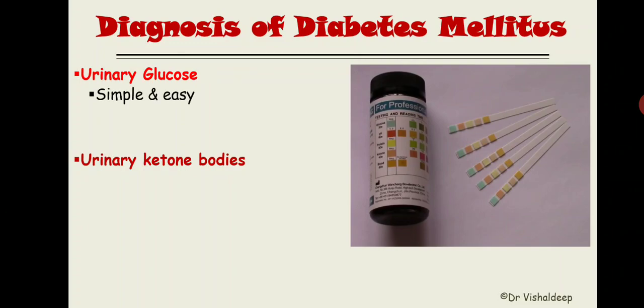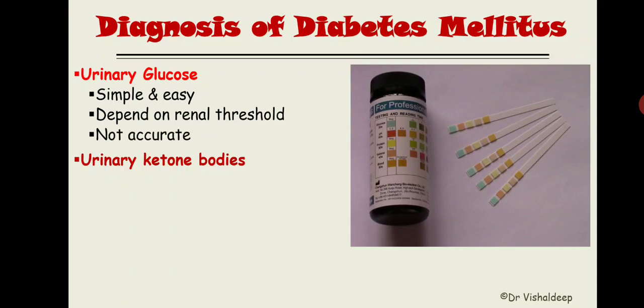We are going to use this strip that is shown over here. It has different color coding, and appropriate changes will take place once you dip this strip in the patient's urine, right? But here's the thing, the amount of glucose that is filtered into the urine of that particular patient depends on the renal threshold, and different persons have different renal thresholds, so this test is not actually accurate, right? And the next one is the urinary ketone body.